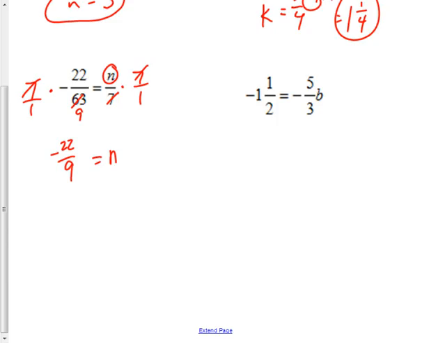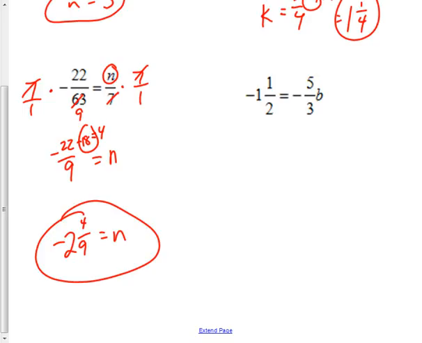Alright, and I'm going to extend this a little bit. So now think of your multiples of 9. I know that 18 would create a whole, so I'm going to subtract 18 there. And I'm not going to worry about the fact that this is negative right now, so I know that's kind of difficult. Just think of 22 minus 18, and I do have 4 left. So I can make 2 whole. Remember, it's negative. So negative 2, and I'm going to have 4 over 9 left over. So that would be equal to n.